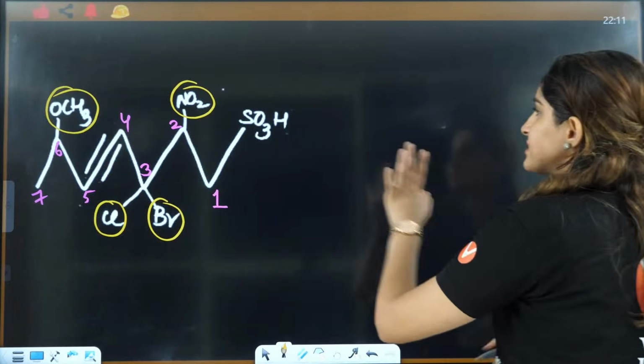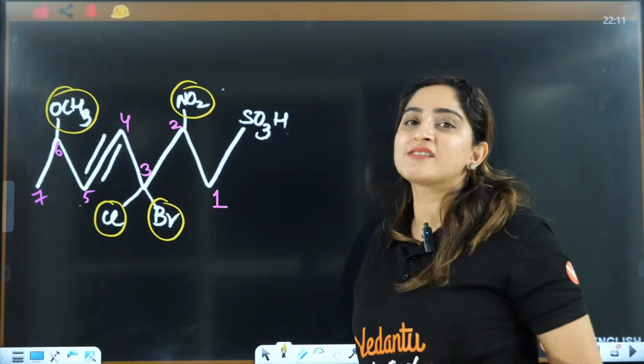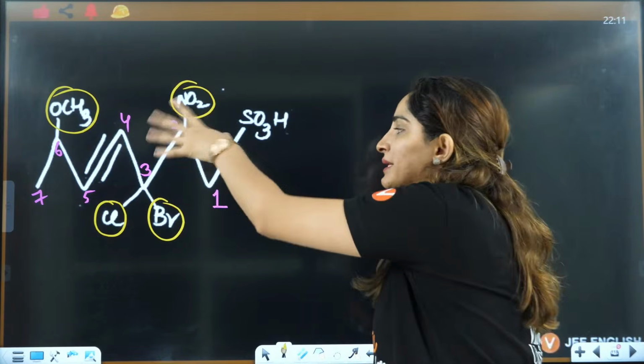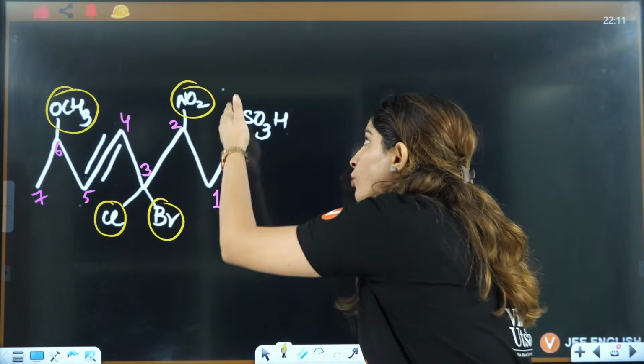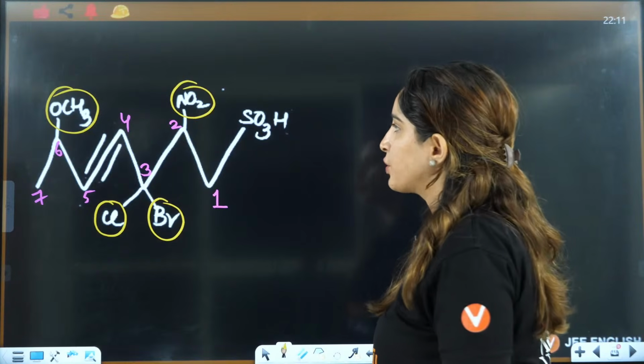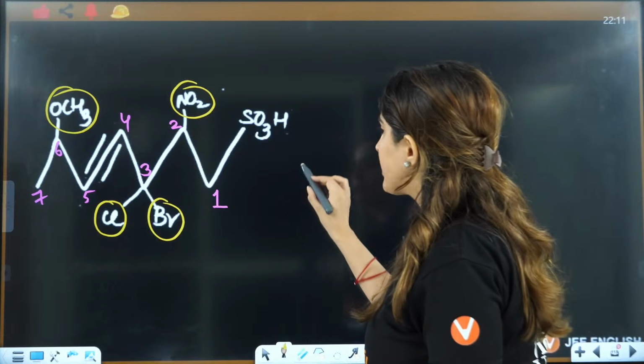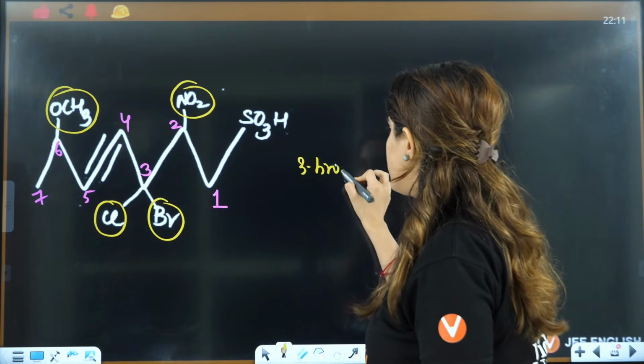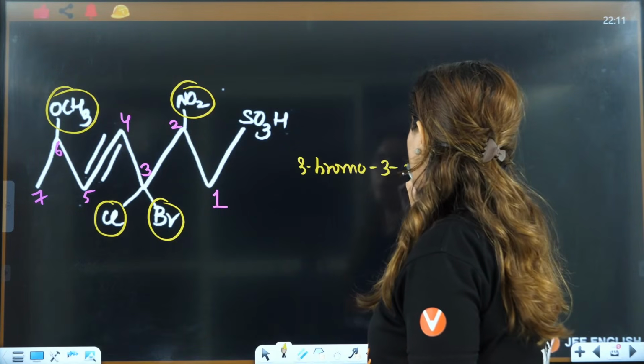Now, ether is named as alkoxy when it is the substituent. So it will be methoxy, chloro, bromo, nitro, right? And this will be sulfonic acid in the end. So you can say, accordingly, 3 bromo, 3 chloro.